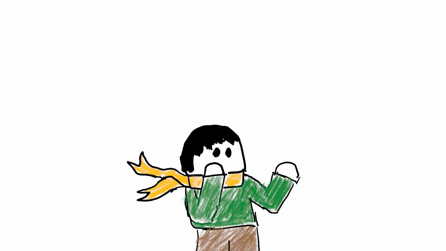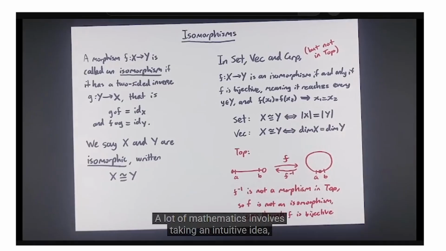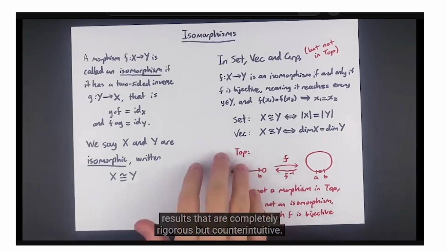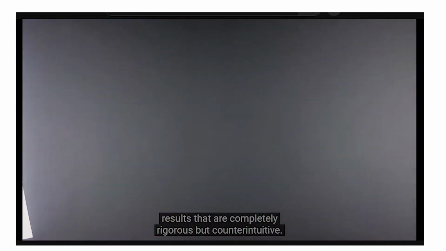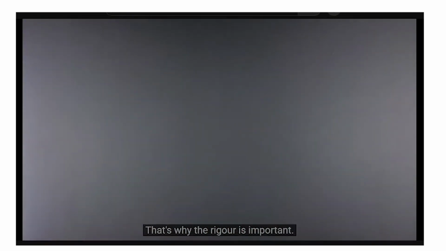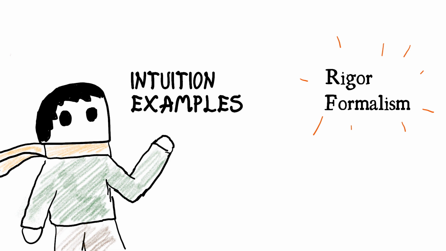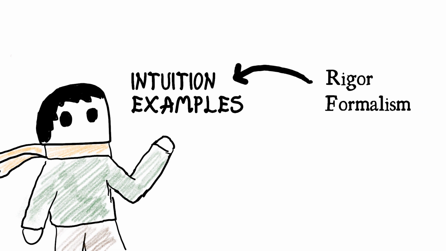This part of their video stood out to me. A lot of mathematics involves taking an intuitive idea, formalizing it, and then realizing that the formalization leads to results that are completely rigorous but counterintuitive. That's why the rigor is important. I agree with them that rigor is important when setting up the field, but in this video I want to focus on the other direction, where we try to understand the already established formalisms through a simple intuitive example.